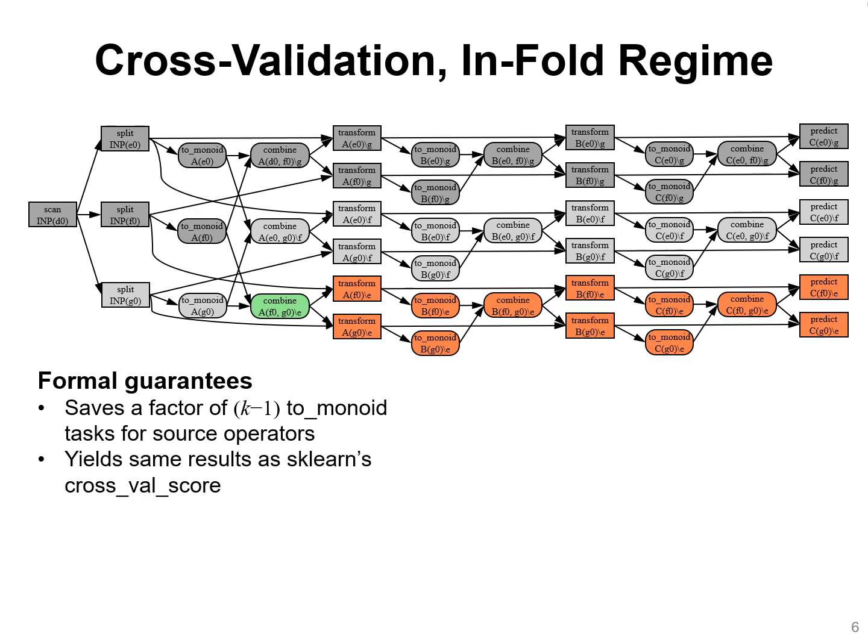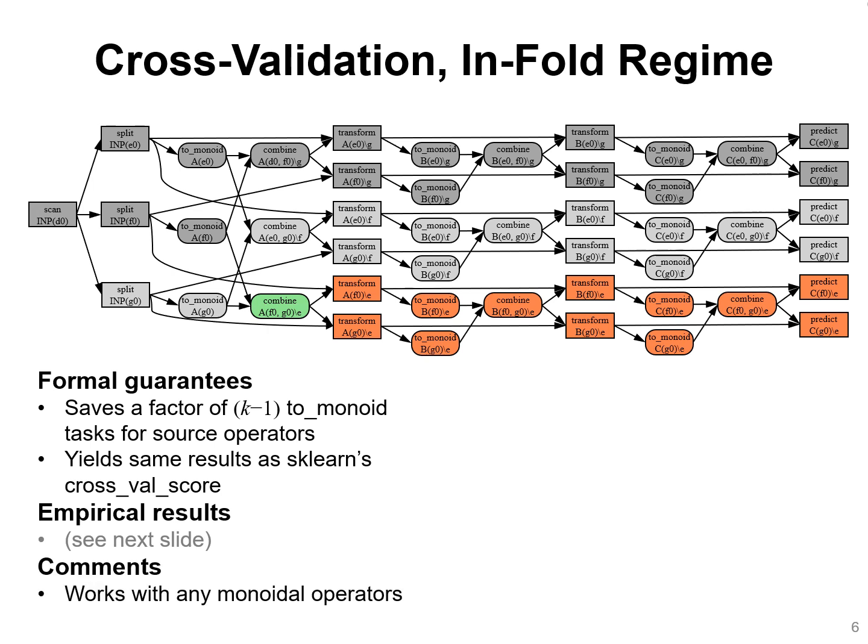Another nice guarantee of this regime is that it yields the exact same results as scikit-learn's cross-val score. I'm going to defer empirical results to the next slide. For now, I will just observe that the cross-validation in-fold regime works with any monoidal operators.